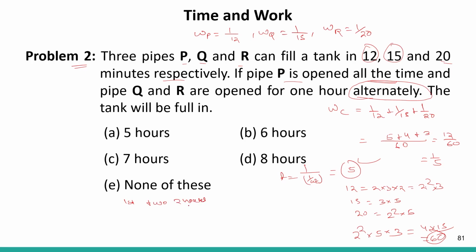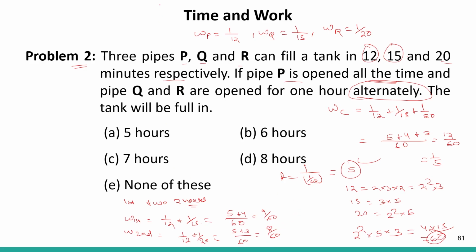Let's see. So in the first hour what will happen is 1 by 12 plus 1 by 15 will be the work rate, work first, right? So this is equal to what? So this will be, that is 60, and it will be 5 plus 4 is equal to 9 by 60. And in the second, so W second is equal to what? 1 by 12 plus 1 by 20. So that is somewhat similar. It will be 5 plus 3 by 60, that is equal to 8 by 60.